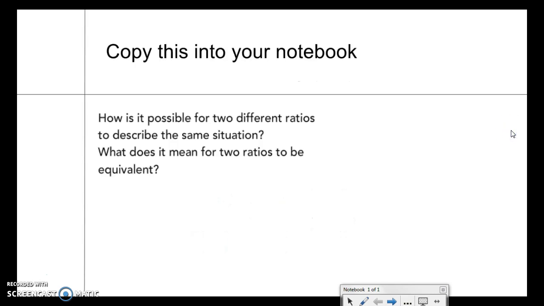Copy this question into your notebook. This is like an essential question. How is it possible for two different ratios to describe the same situation? And what does it mean for two ratios to be equivalent? You don't have to answer them yet, but I do want you to leave some space below the question so that at the end of the class you can answer it, okay?